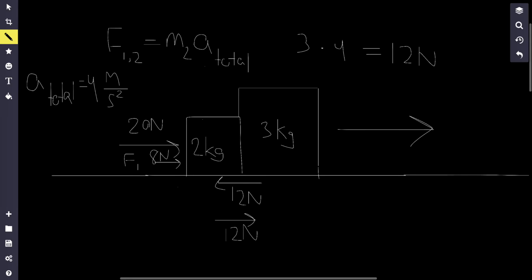So that is how you think of things intuitively. You use Newton's third law, and you see that, well, 20 newtons here, and if block 1's only getting 8 newtons, then there has to be a difference of 12. So there's going to be 12 in both directions.